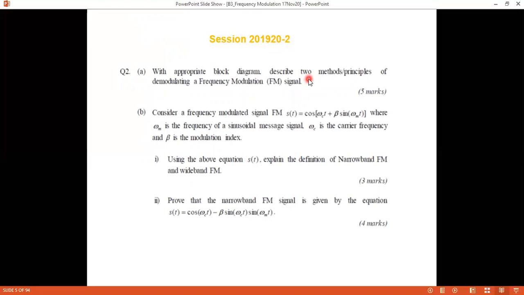And then last semester: describe the principles of the methods of demodulating an FM signal. So you know that there is not only one method, at least two based on this question. And then, given an FM signal, explain narrowband. Previously we had a question asking to categorize whether it's narrowband or wideband FM. Here again, the definition of narrowband FM, wideband FM, and proof of the equation for narrowband. So you can see from the first parts of these three final exams, the introduction part of FM covered almost the same thing: general equation, spectrum, bandwidth, but there are also some new things added.